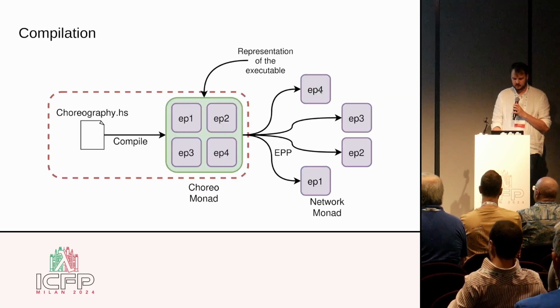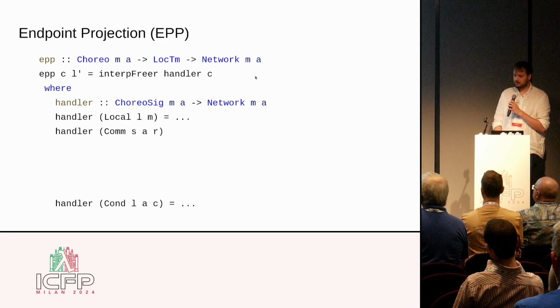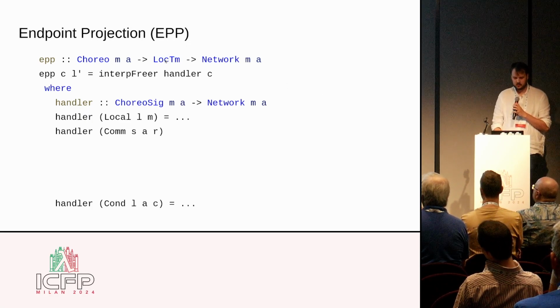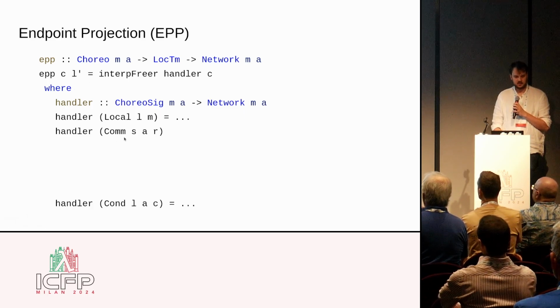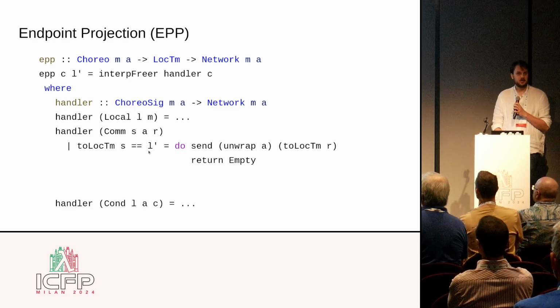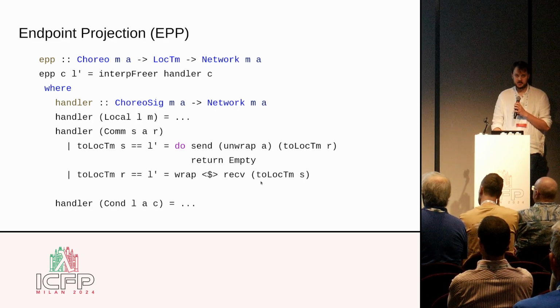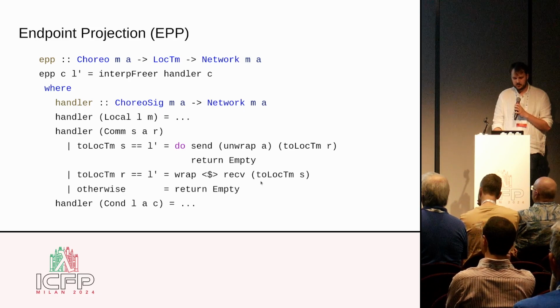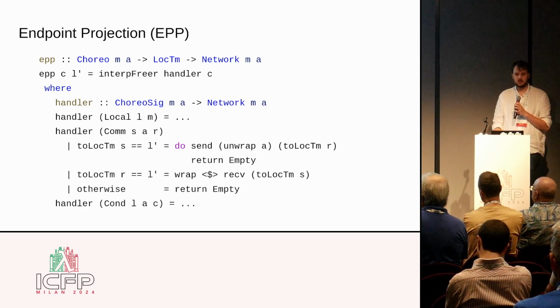Now, what does this EPP function look like? We're almost done with the prelude here. It's quite a simple function. It takes the choreography, and this located term here, you can think of as a string. This L prime here is the endpoint that we want to project. For example, in the cases here for communication, we have a sender and a receiver, and we have 3 cases. If we are the sender, then we perform the sending operation, and this is in the network monad. If we are the receiver, we perform the receiving operation. But it might also be the case that we are the 3rd wheel watching 2 other endpoints communicate. In that case, we are not supposed to do anything, so this is a no-op for us.